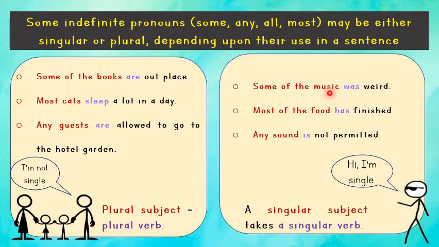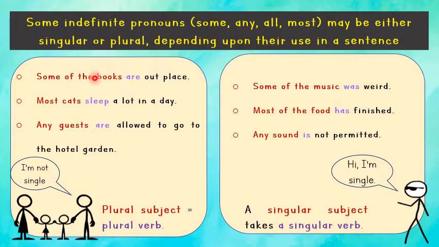Some of the music was weird. Music, kita tak boleh kira music tu ada berapa. So kita anggap dia sebagai satu. We decide it as one. So some of the music was weird. Walaupun ada some, we still use singular verb. Sebab kita tengok pada music.